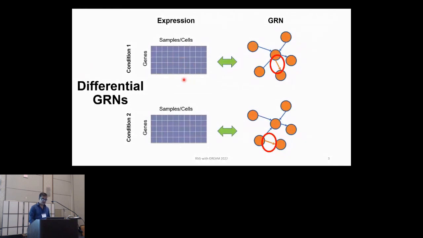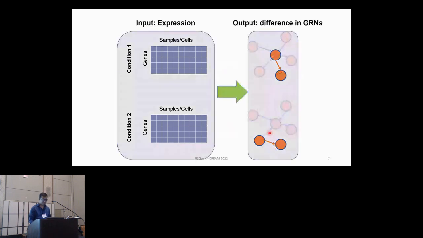Let's say we have expression data from two conditions or populations with corresponding GRNs being shown on the right. And the goal is to find cases like these where the GRNs differ. In other words, given expression data from two conditions, say case and control, we'd like a method to produce the differential edges, which I'll call the DGRN.